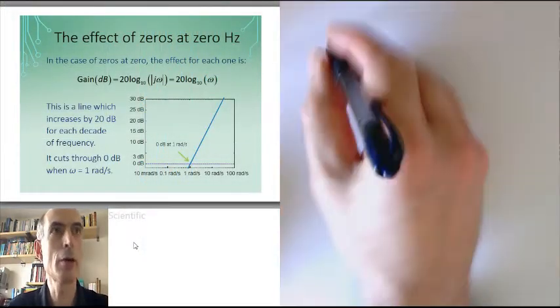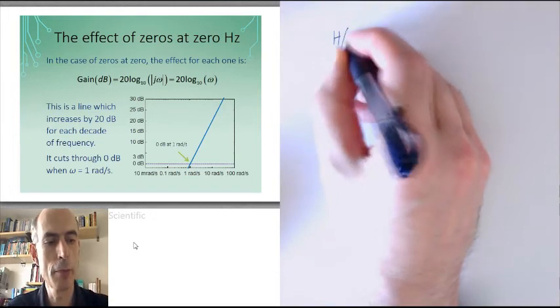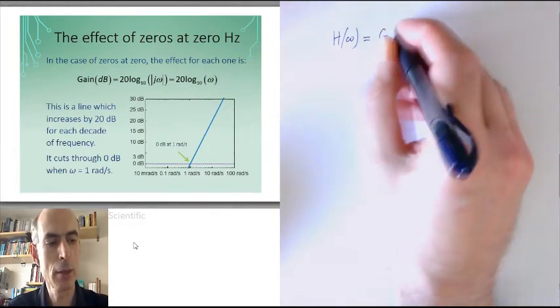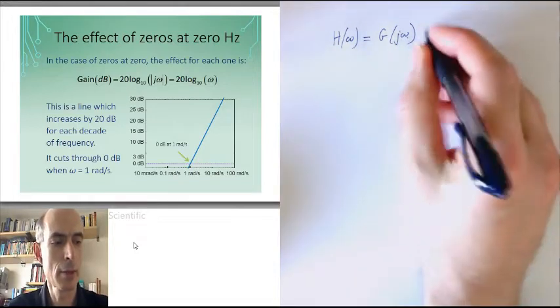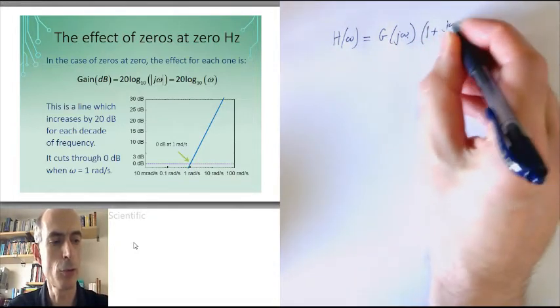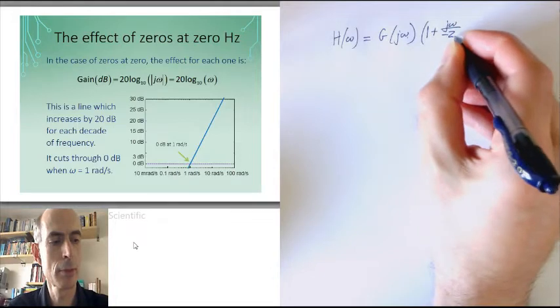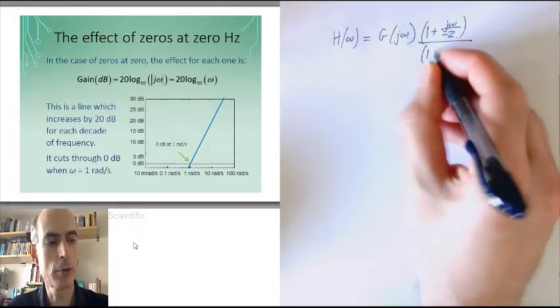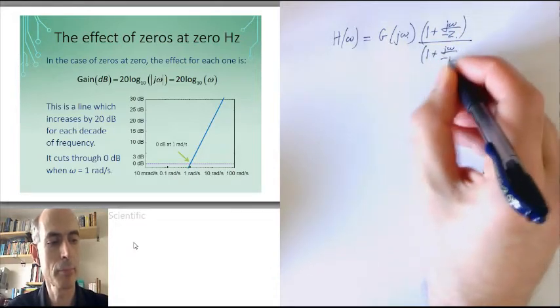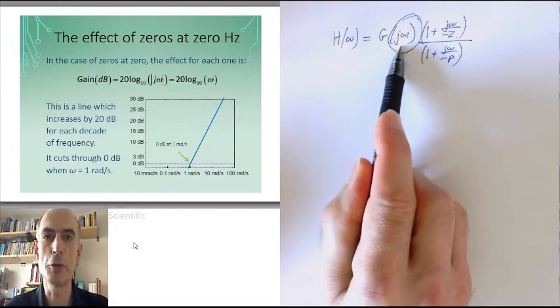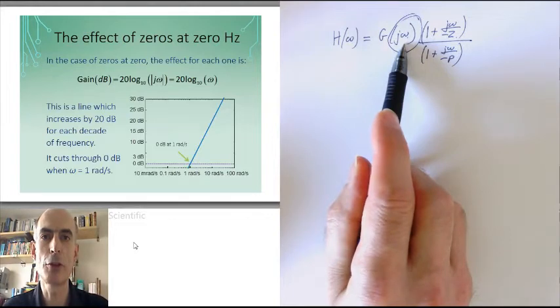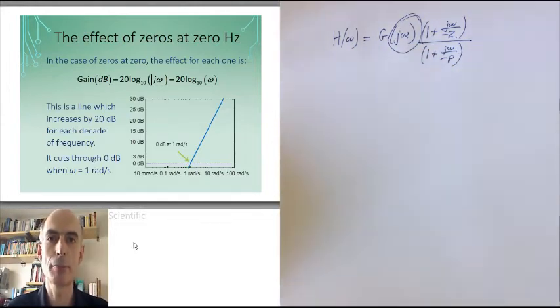Remember that in our big general form for the frequency response, the zeros at 0 Hz occurred here. We have the other zeros up here and the other poles down here. But it's just that term that I'm going to be concerned with at the moment: j omega, the zeros at 0 Hz.